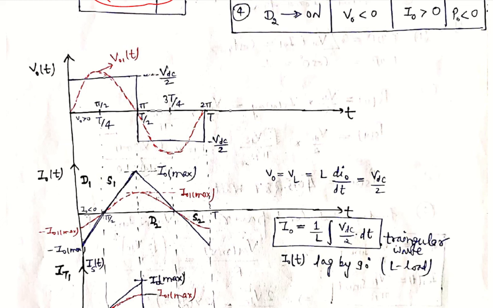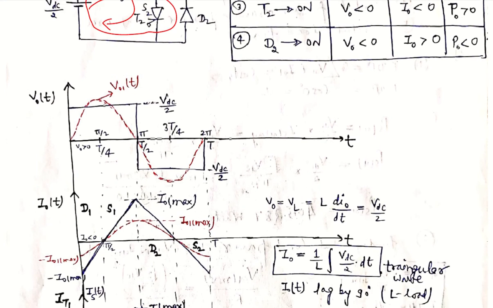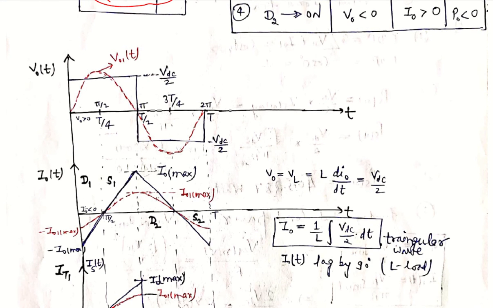So the current is negative, the voltage is positive. In the switching logic table, voltage positive and current negative is the case of diode D1. So diode D1 conducts from 0 to T by 4. So we write D1 for 0 to T by 4.